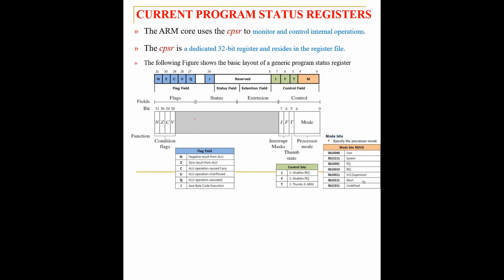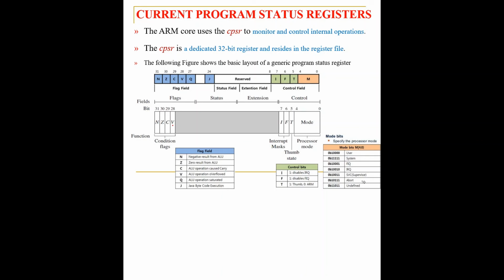So the conditions will be checked in this particular CPSR, or current program status register. The CPSR is a dedicated 32-bit register and resides in the register file. This figure shows you the CPSR. It's 32 bits, and here there are around 8 bits, of which 4 bits are conditional flags: the negative flag, zero flag, carry flag, and parity flag. Actually, it's not a parity flag, it is the overflow flag.